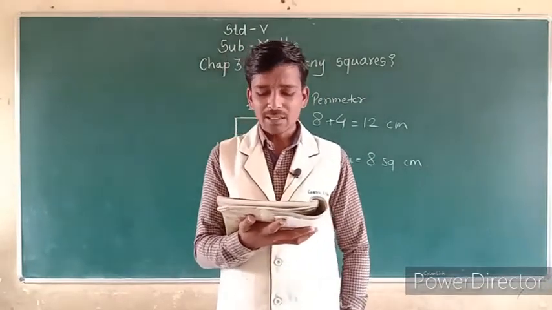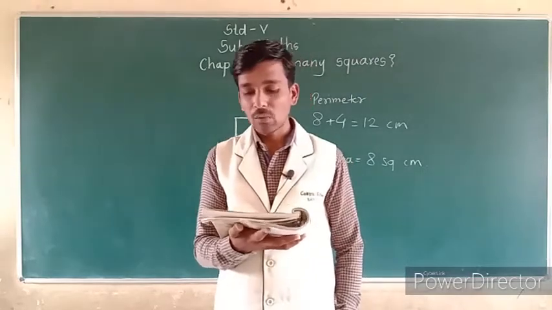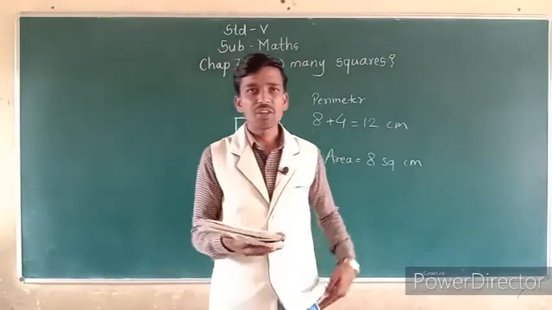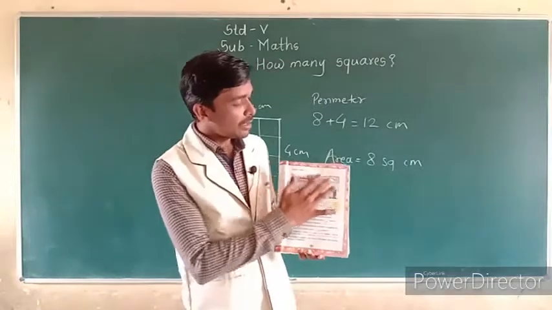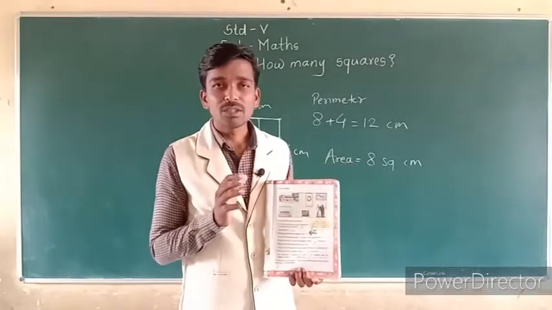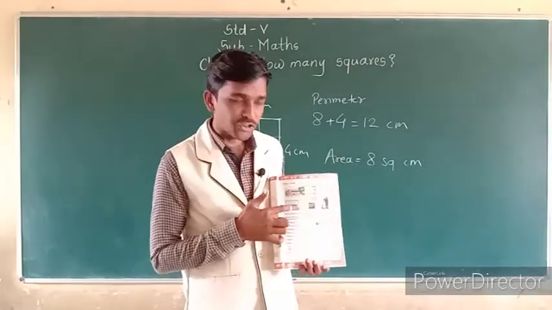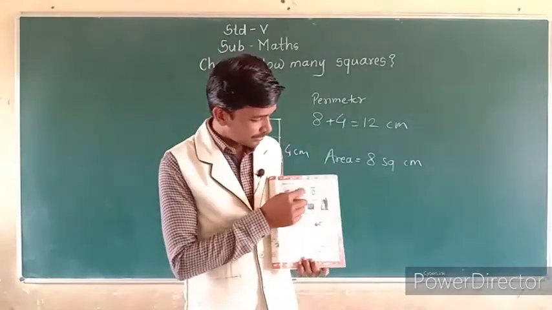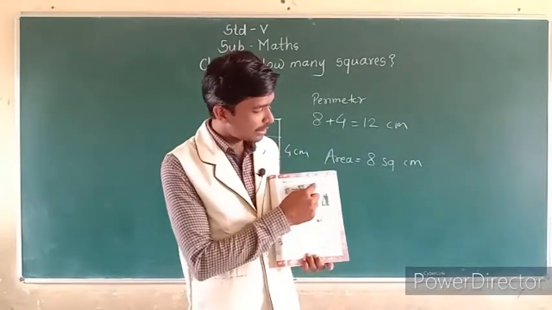Which stamp has the biggest area? See, first you can find all the area. Means you can count the squares in that stamp. And write here, here, here, here, here, here.